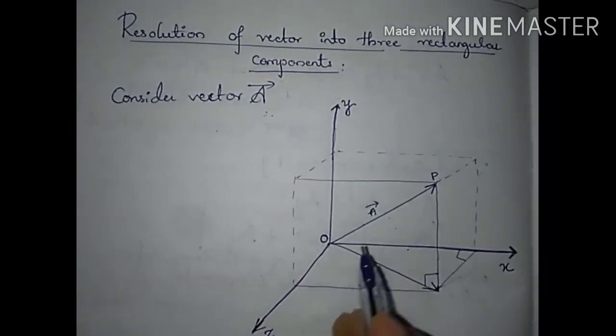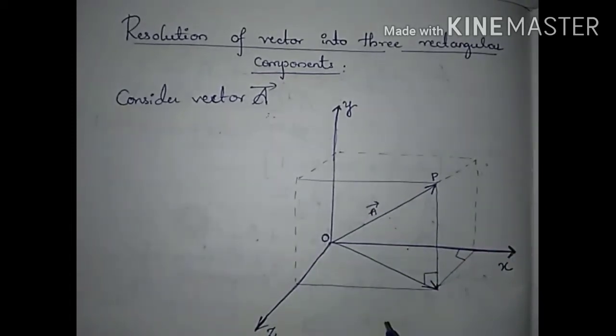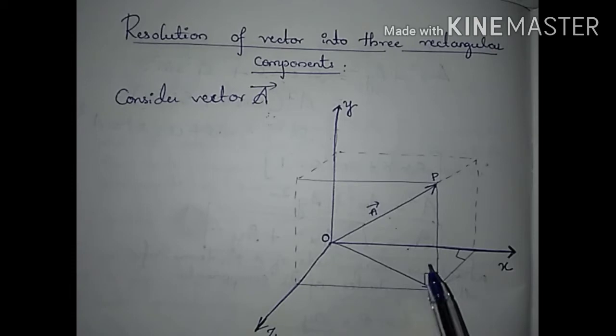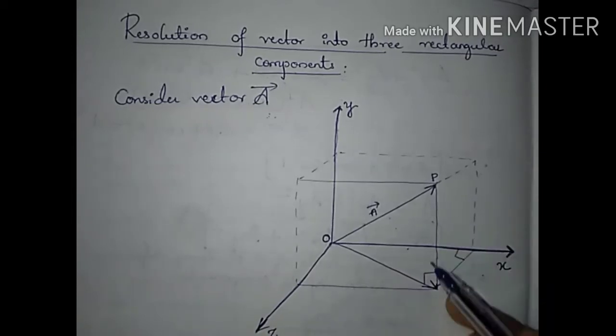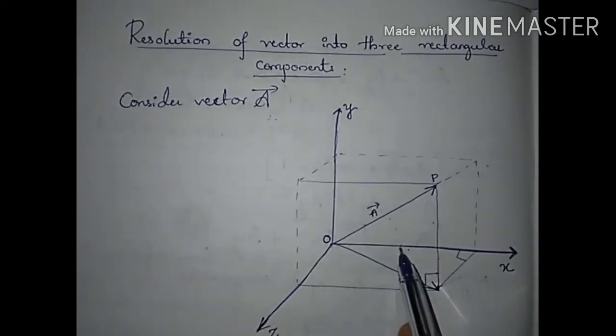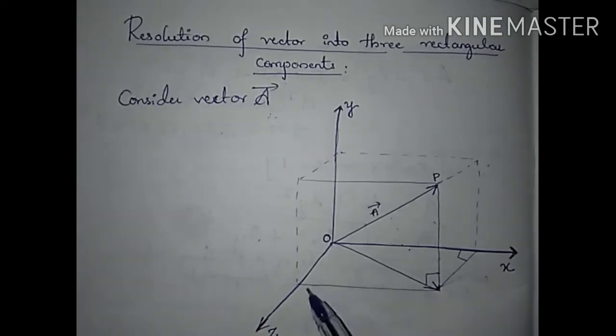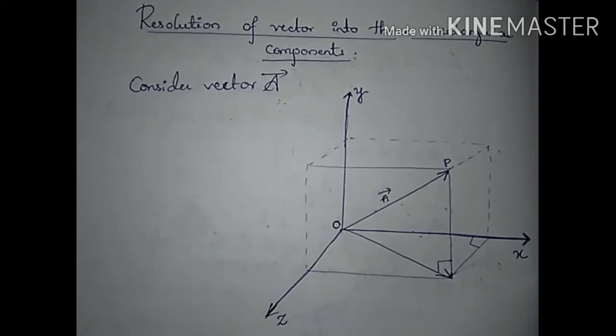Now imagine there is a rectangular box which is constructed with its edges parallel to the 3 axes. So these edges are parallel to the 3 axes. If you observe, this is parallel to this axis, this is parallel to this axis, and this is parallel to this axis. So edges are parallel to the 3 axes.